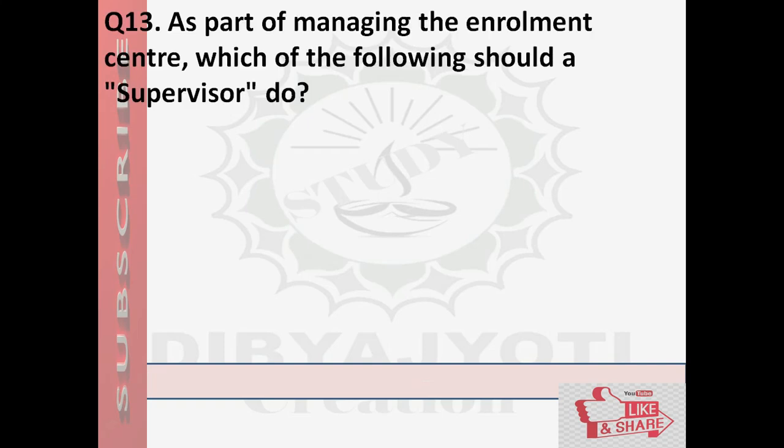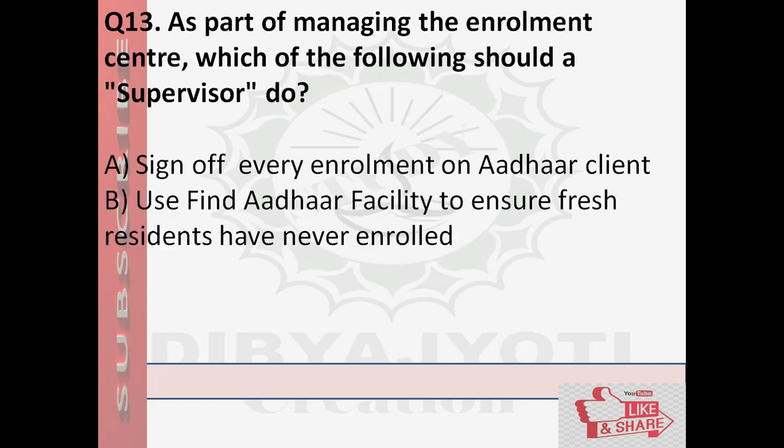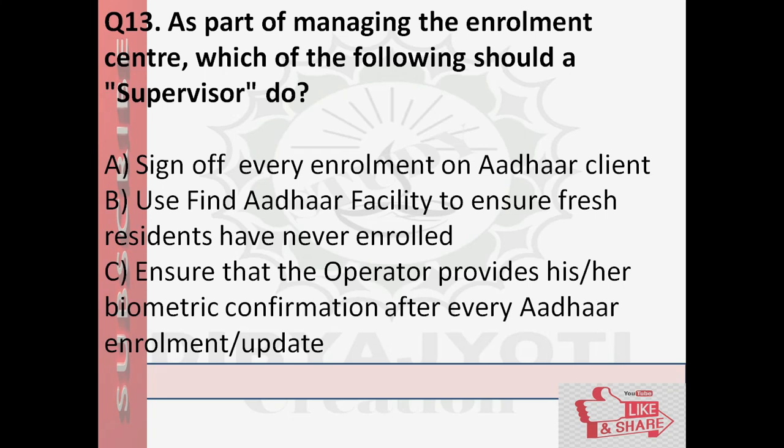The next, as part of managing the enrollment center, which of the following should a supervisor do? Options are: option A, signing of every enrollment on Aadhaar client. Option B, use Find Aadhaar facility to ensure fresh residents have never enrolled. Option C, ensure that the operator provides his or her biometric confirmation after every Aadhaar enrollment or update. Option D, all of the above. And the answer is all of the above.